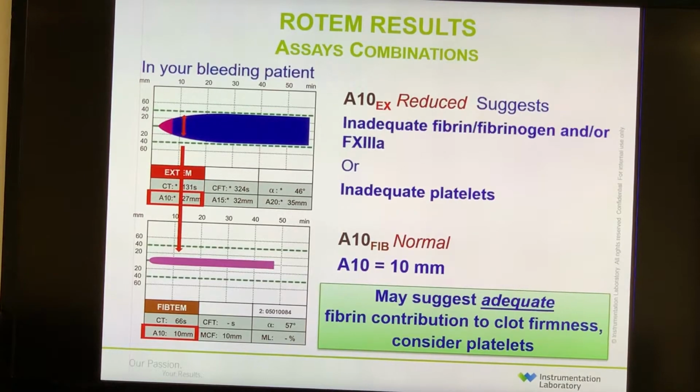So this is just highlighting again that if the FIBTEM comes back at 10, then you can say fibrin might be okay and move on to platelets.